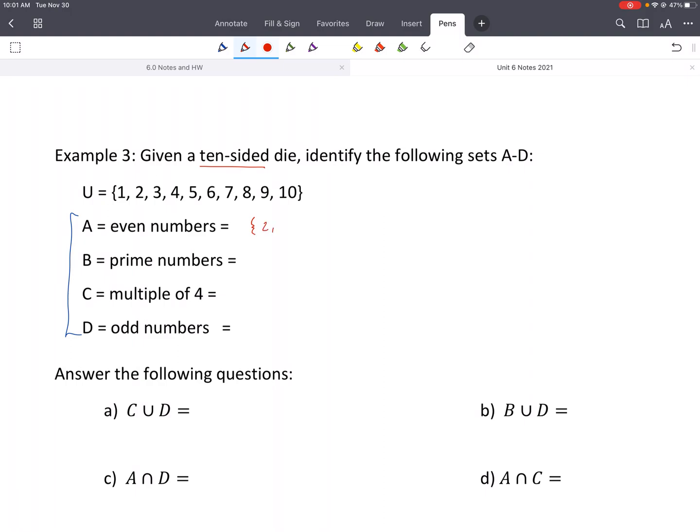So even numbers are 2, 4, 6, 8, and 10. Odd numbers, look at D, we have 1, 3, 5, 7, and 9. Prime numbers, okay, so maybe a little review on prime numbers. Prime numbers are things that can be divided by itself and 1, and they have to be unique. So 1 is not prime because it can only be divided by one thing. Prime numbers can only be divided by 2 things, 1 and itself. So prime numbers here would be 2, 3, 5, and 7. Multiples of 4 are just counting by 4s. So we have 4, we have 8. Those are your choices.